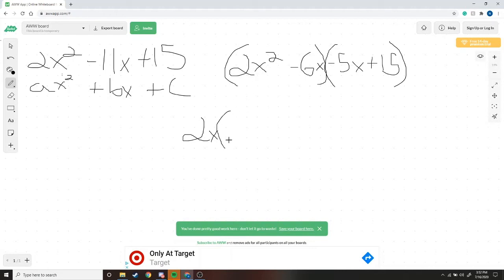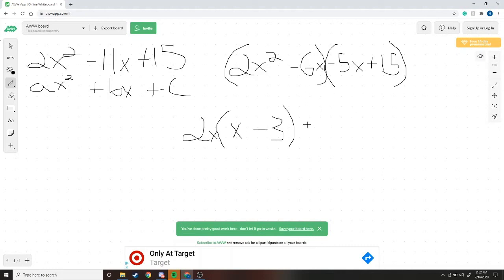Then we're going to use the reverse distributive property to find out what multiplied by 2x is equal to 2x squared. So 1 multiplied by 2x is equal to 2x squared? Well, simply it's just x. And what multiplied by 2x is equal to minus 6x? Well, that's minus 3. We're going to do that in the other part too.